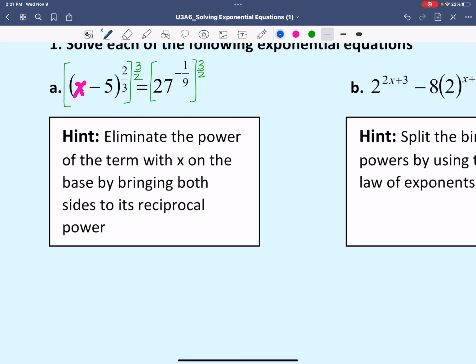So now we are going to write the left side as (x − 5) to the power of, and I'm going to write this power out: here we have the power of 2 over 3 that we had from before times 3 over 2. And the right side of the equation, since we are in the power fashion in here, we are going to write the number 27 as a power with base 3. So that would be 3 to the power 3, all to the power of negative 1 over 9. We still have the negative 1 over 9 there. And to the power of 3 over 2.